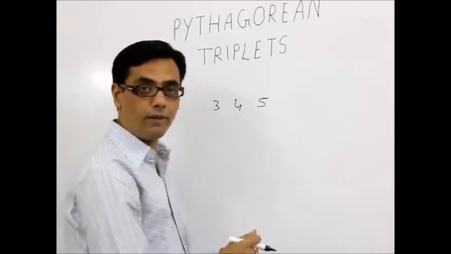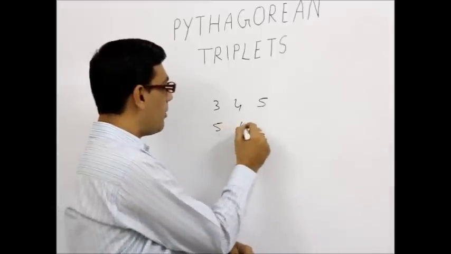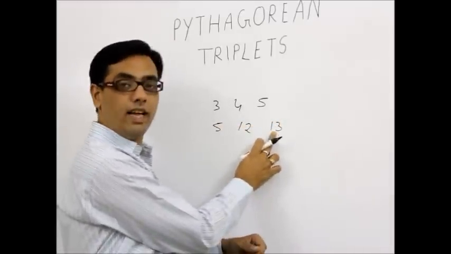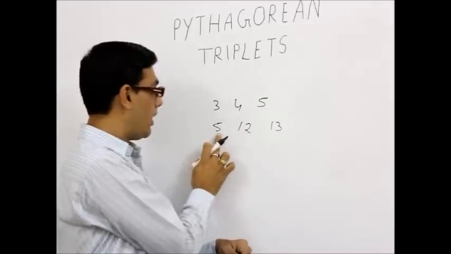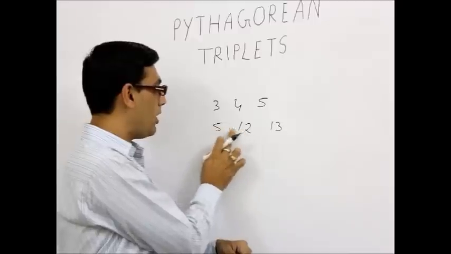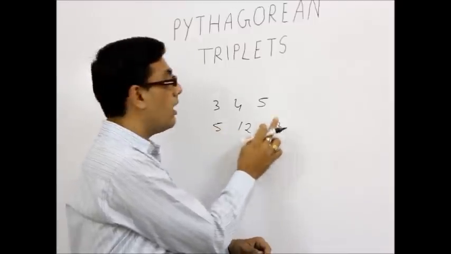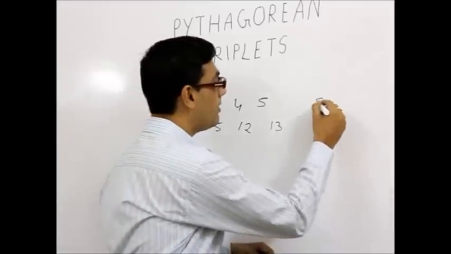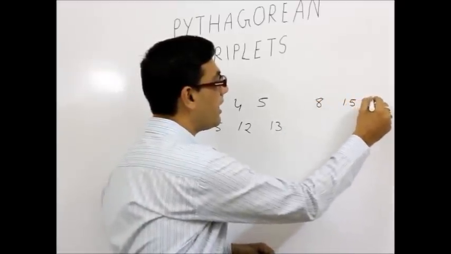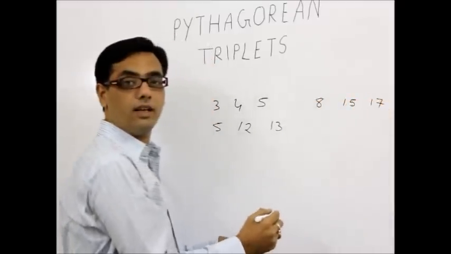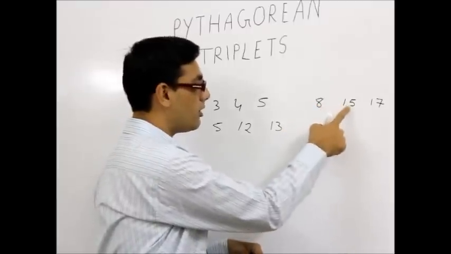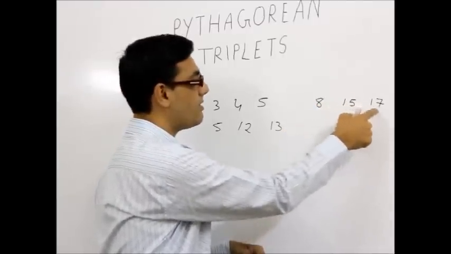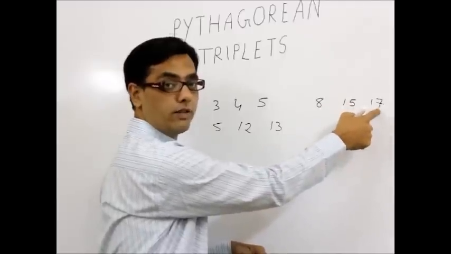So we will not talk about that. Another set of numbers is 5, 12 and 13. 13 square is 169, 12 square is 144, 5 square is 25, 144 plus 25 is 169. A very important triplet which is a favorite of the CAT exam as well is 8, 15 and 17. 64, 225, 289. This plus this, the squares of them, is equal to the square of this.